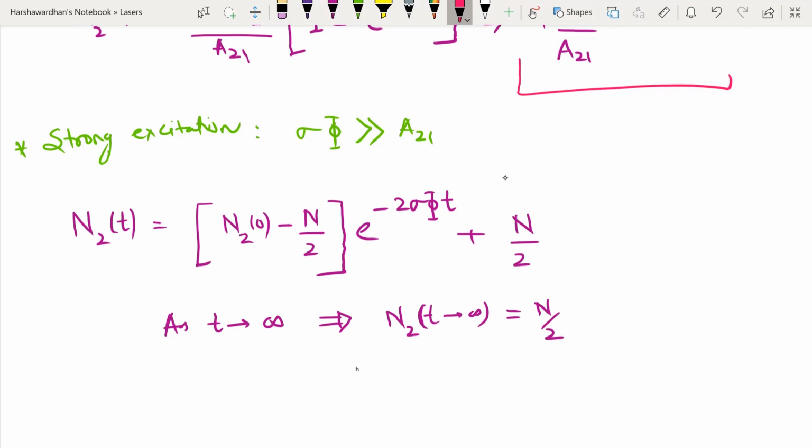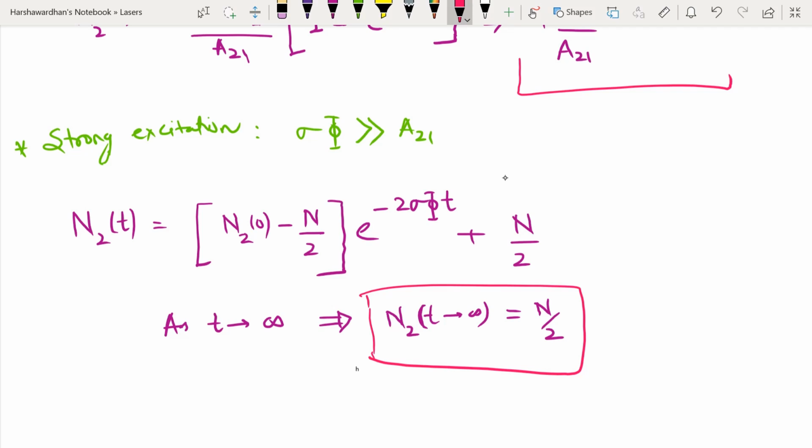This should be a very illuminating result for us because it's telling us something very, very fundamental. It is telling you that however strong the field you can come up with, the best you can do with the atom is equalize the population between the ground state and the excited state. The stronger the field that impinges on the atom, the faster it is going to reach this state of equalization of the population.